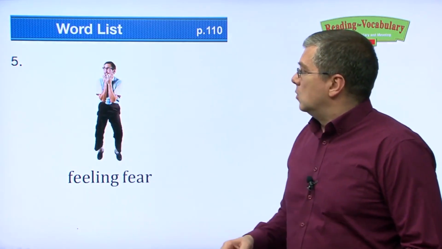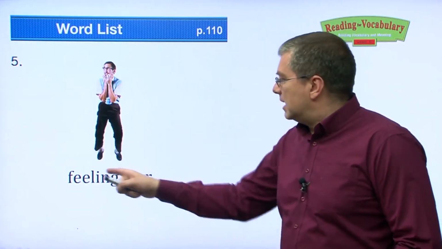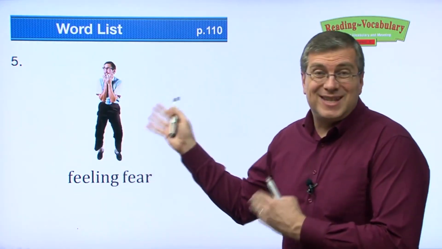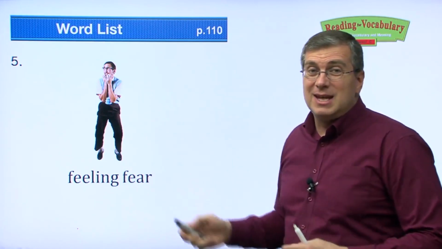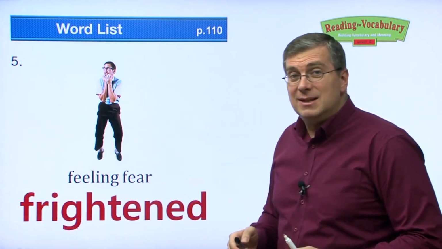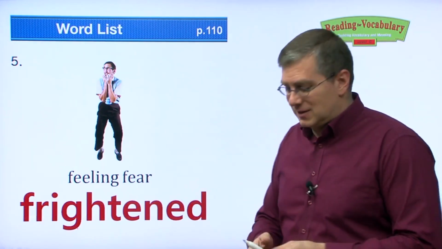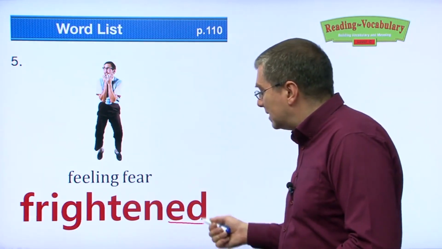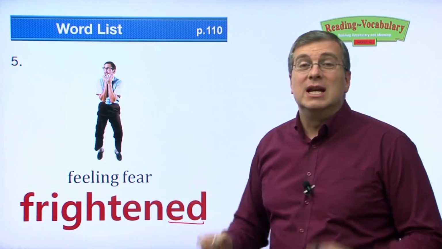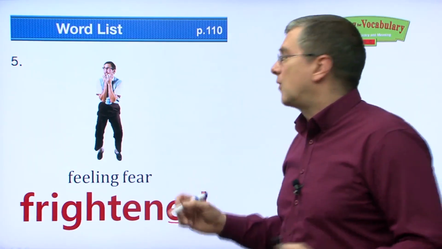Next one. Oh, what's wrong with him? He's feeling fear. What can we say about him? Is he frightened? He is frightened. We wouldn't say he is frightening. No, we wouldn't say that. We would say he's frightened, because that's his reaction to something that is frightening.